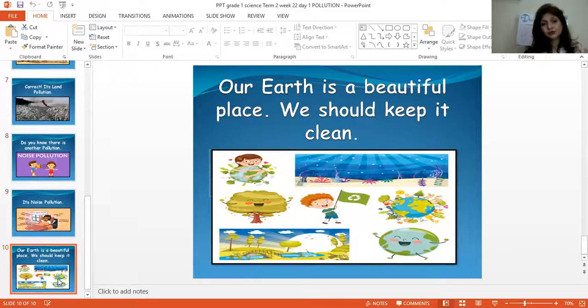So what do you think we should do, class? Our earth is a beautiful place, so we should keep it clean. We should not have all these types of pollution. We should not throw trash on the ground. It should be free from trash, so that our environment looks clean and beautiful, right? In the same way, there shouldn't be any air pollution because of the car smoke or the smoke coming from the factories, right? And we shouldn't throw anything in the water to make it polluted, to avoid water pollution.